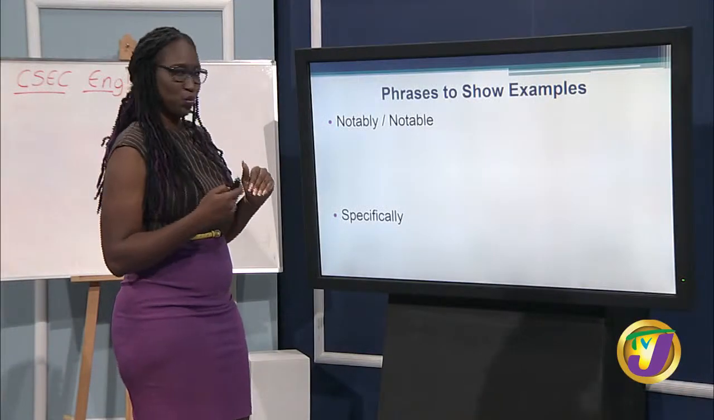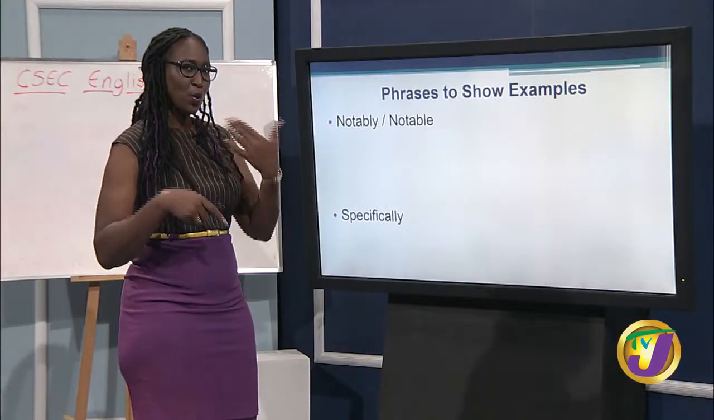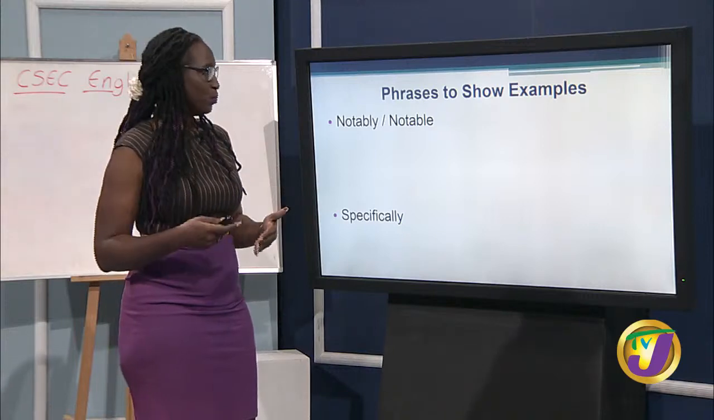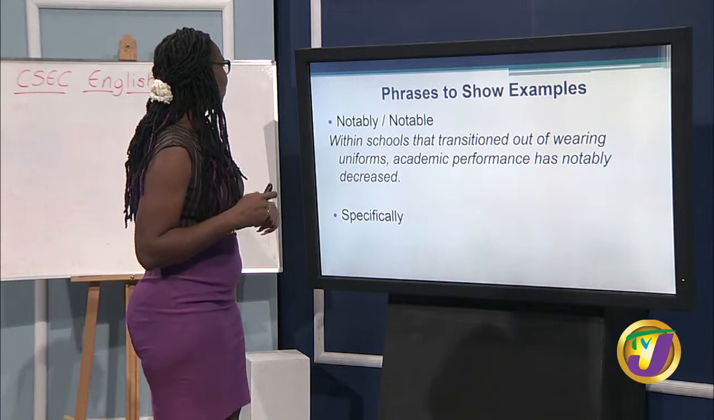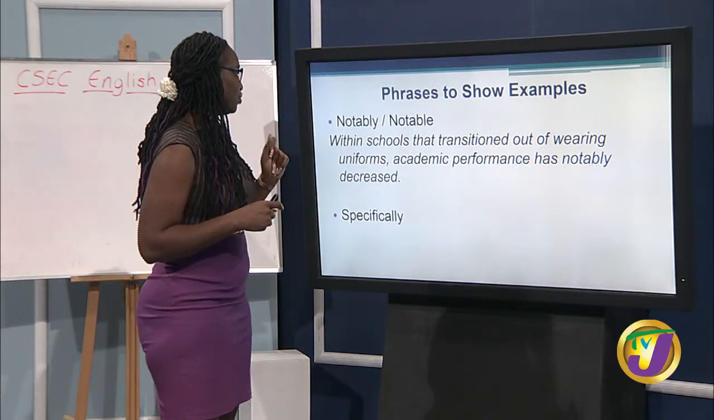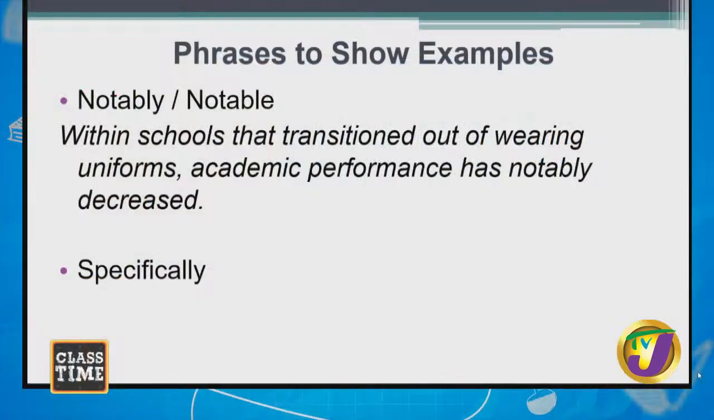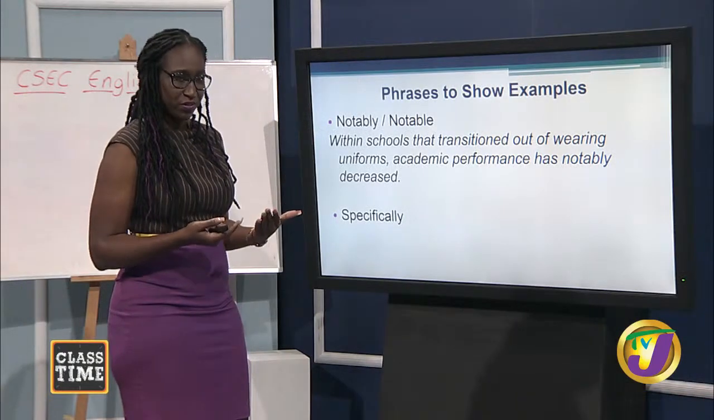What can you use these to do in your writing? How can you employ them to bring up the example that you want to show? So let's look at that quick. Within schools that transitioned out of wearing uniforms, academic performance has notably increased. So the example you're giving, schools that have transitioned out of wearing uniforms, the academic performance has improved.